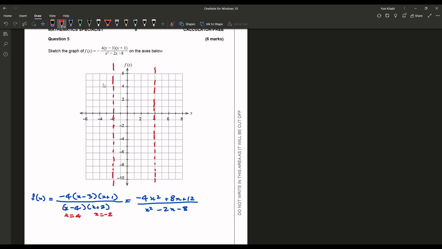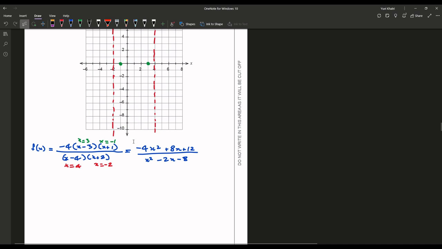Okay, now let's find the roots. The roots is when f of x equals 0. So in other words, when the numerator equals 0. And that's going to be at x equals 3 and x equals -1. So x equals 3 and x equals 1. Okay, now that we have the vertical asymptotes and the roots, let's get the horizontal asymptote now.